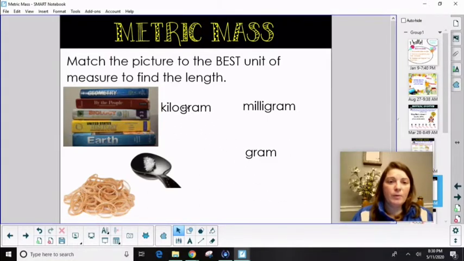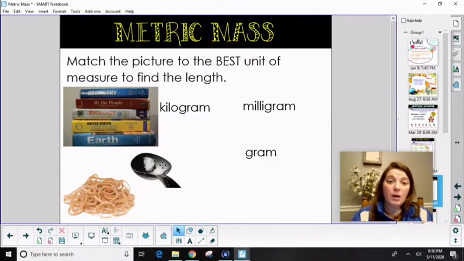Kilograms, because remember, 1 kilogram is about a loaf of bread. And each of these books is probably more mass than a loaf of bread. So we would definitely want to use kilograms for that. If we used milligrams or grams, we would need a whole lot of them, and we would probably lose count.